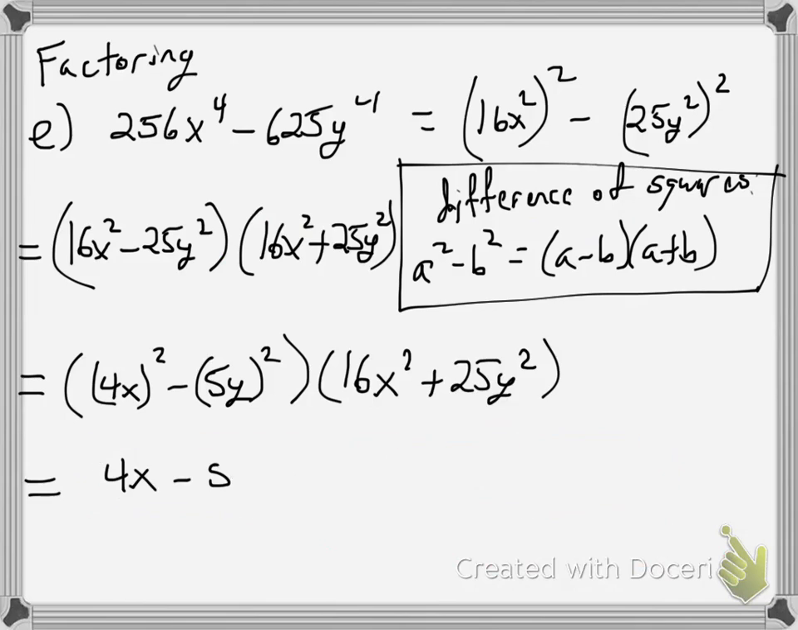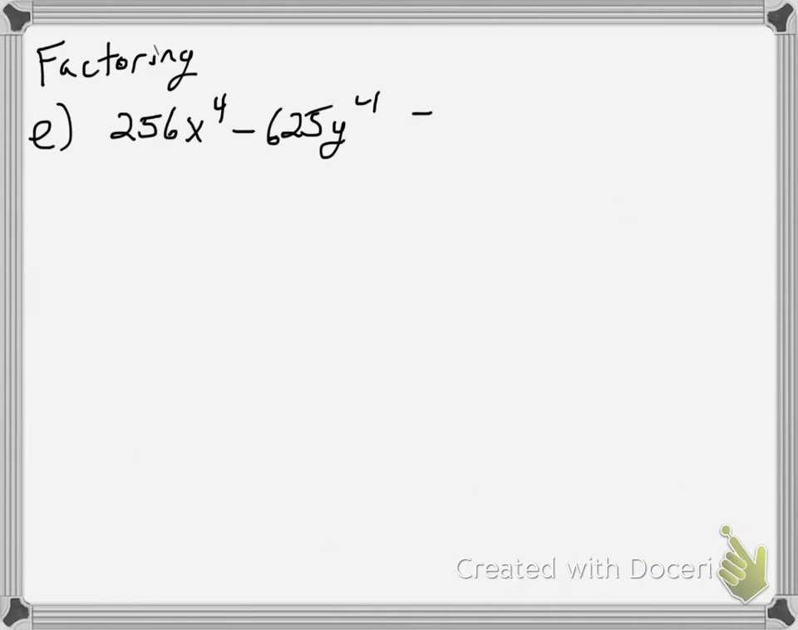Let's go back. And this is a difference of squares problem. It doesn't quite look like it, but it is. It's got a little bit larger numbers. So this is an application where you would have to do factoring twice. 256 is really 16 squared, and then x squared is x to the fourth, and the 625 is 25 squared, and then y squared is y to the fourth.